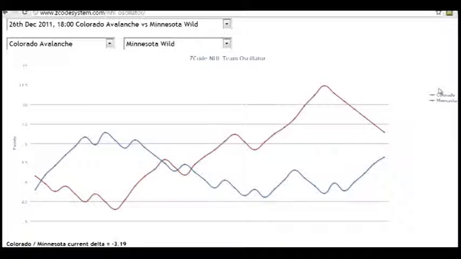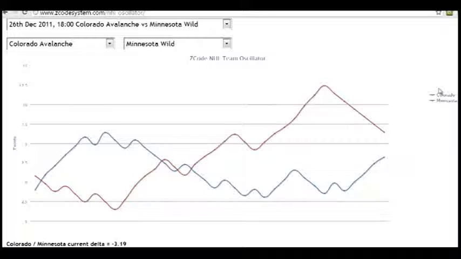Hi guys, it's Ron, and today I decided to record this video to show you how to use our new and incredible tool called the NHL Team Strength Oscillator by zcodesystems.com. So what is it and how can it help you?